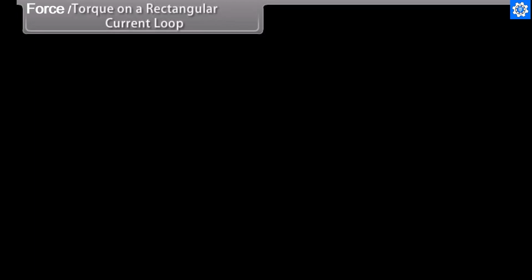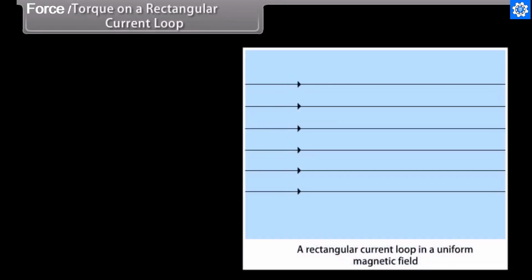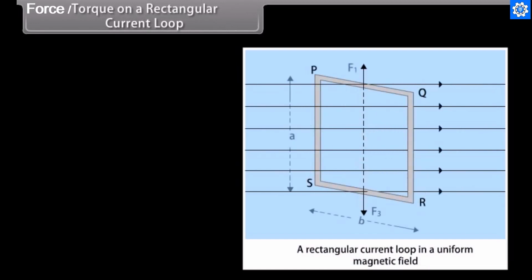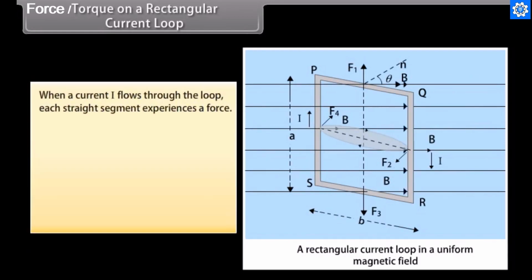Torque on a rectangular current loop. We consider a current-carrying rectangular loop PQRS of sides a and b placed in an external uniform magnetic field B. The normal to the plane of the loop makes an angle theta with B. When a current I flows through the loop, each straight segment experiences a force.